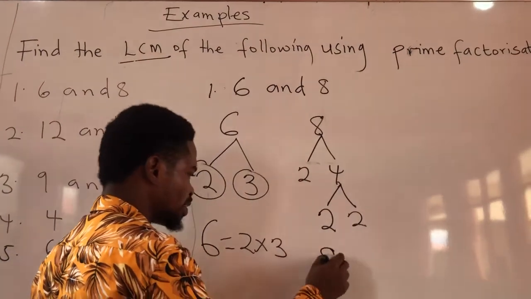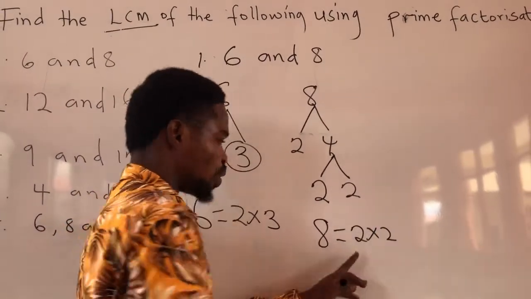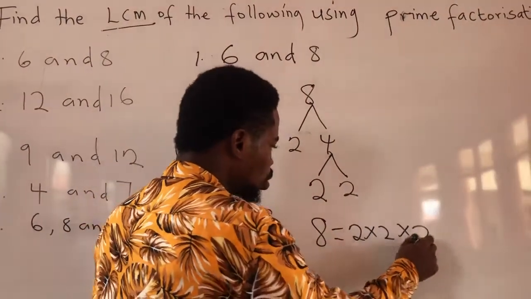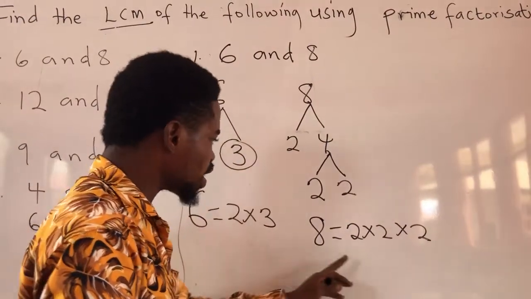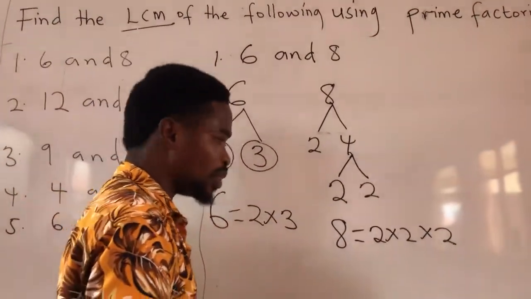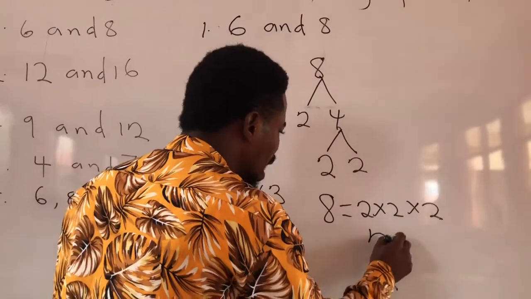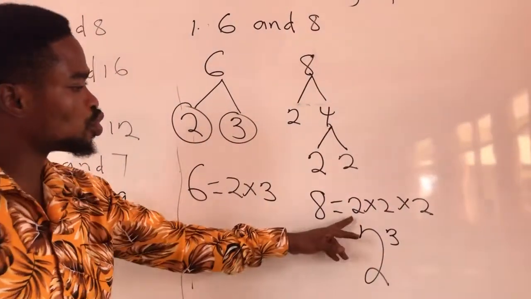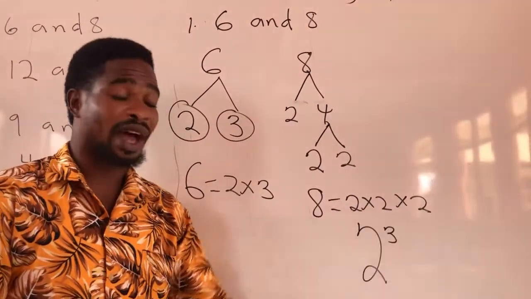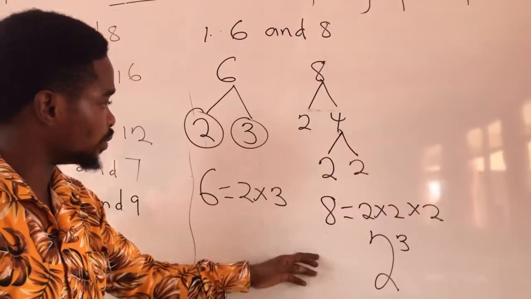Let us look at it. 2 times 2 will give us 4. Times 2 will give us 8. Which in prime factorization can be written as 2 raised to the power 3. Because 2 occurs how many times? 3 times. I hope you understand this one.